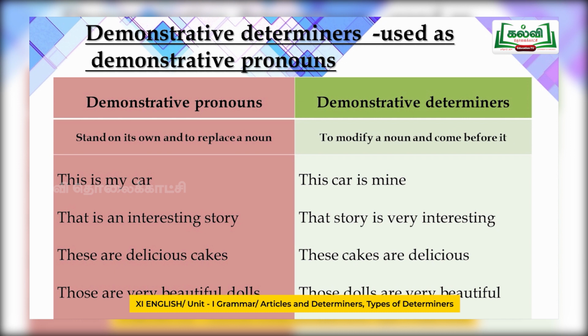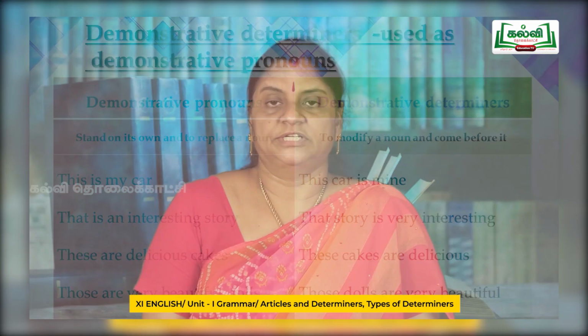Here, story is a noun. That is a determiner. So here, that comes alone and replaces the noun. So, here it is a pronoun, here it is a determiner. Another example, these are delicious cakes. These cakes are delicious. Those are very beautiful dolls. Those dolls are very beautiful. Here, in those dolls, those is a determiner, dolls is a noun.